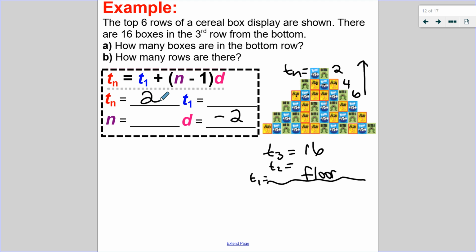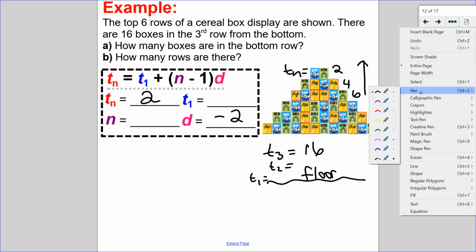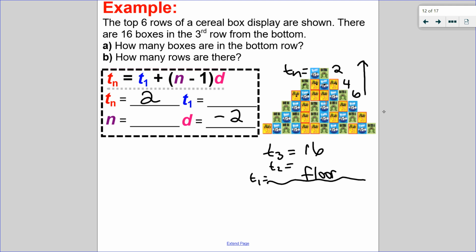So if going from the floor up, I'm going down by 2, I need to work backwards to figure out what my first term is. So if I'm going down 2, going backwards, I'm going to add 2. To go from 18 to 16, I must have gone down by 2. So I added 2 to go backwards, add another 2, and I get 20. So my first row must be 20. So 20 take away 2 is 18. Looks like it works. Take away 2 is 16.